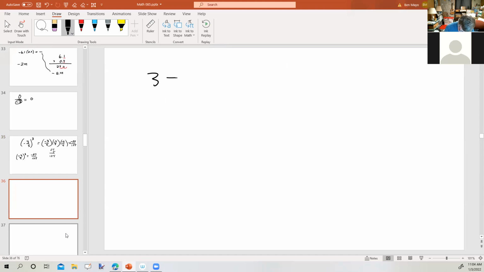How about this? -3, or excuse me, 3 plus -3. Those are what? Opposites, also known as additive inverses. They cancel each other out, so the answer is 0. How about 0 minus 3? That would just be -3.